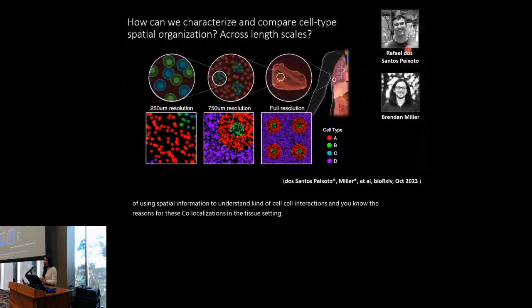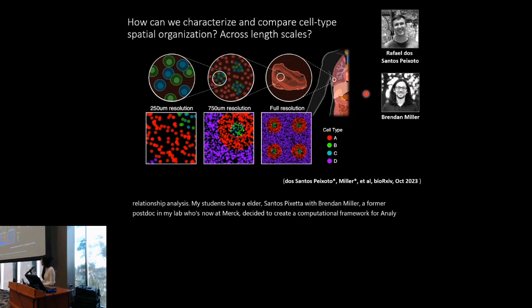And more recently, we've sought to formalize this type of co-localization relationship analysis. My students Rafael dos Santos Peixoto with Brendan Miller, a former postdoc in my lab, who's now at Merck, decided to create a computational framework for doing this type of cell type co-localization analysis, but in a particular way that is able to accommodate different length scales. And I think this is particularly important as these technologies scale up to, let's say, a whole organism setting.